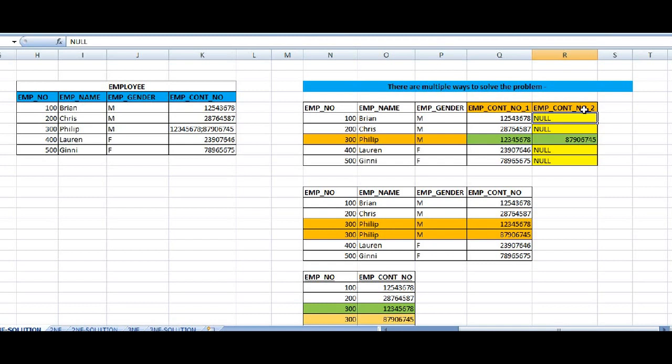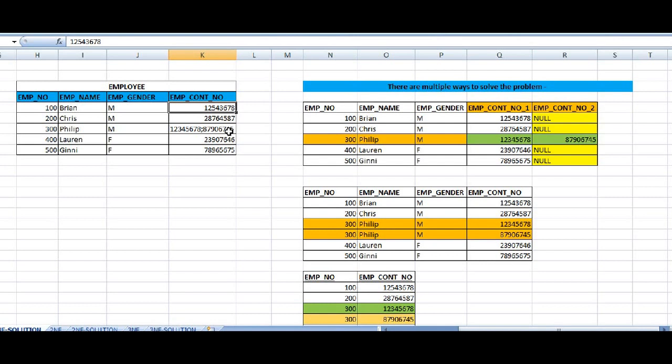This is number one drawback. Number two is, if you see, I have split this into two columns. Now let's say in future Brian will have, say, 3 phone numbers. It is possible that Brian will be having 3 phone numbers.